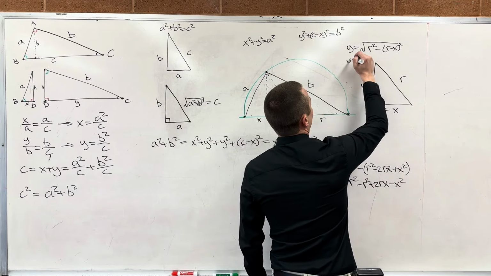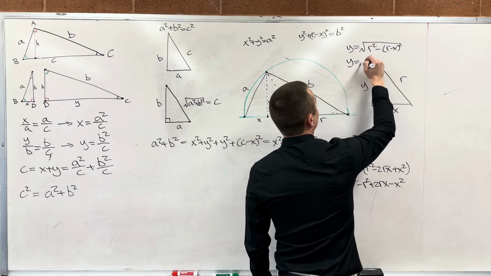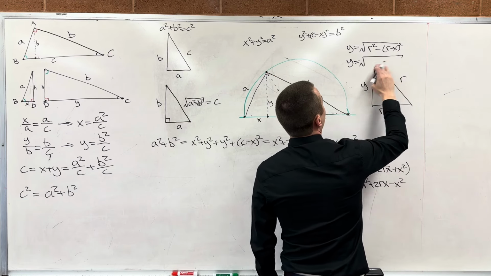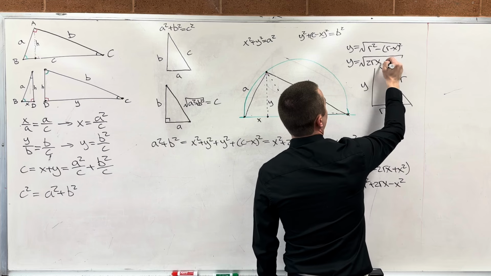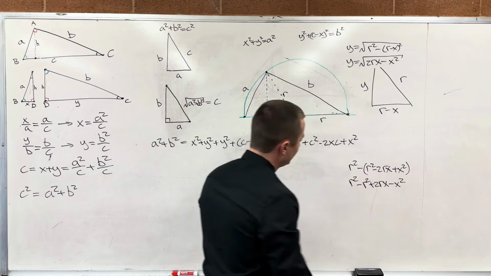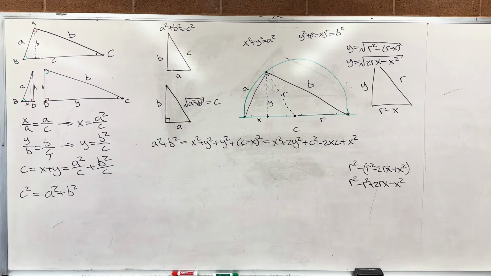So we can rewrite Y is equal to the square root of 2Rx minus X squared. Right? Are we trying to cancel out the R? Or are we good with this?